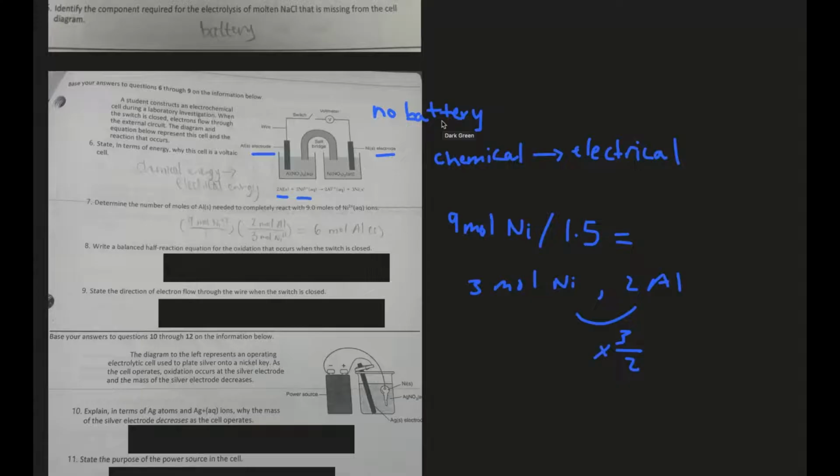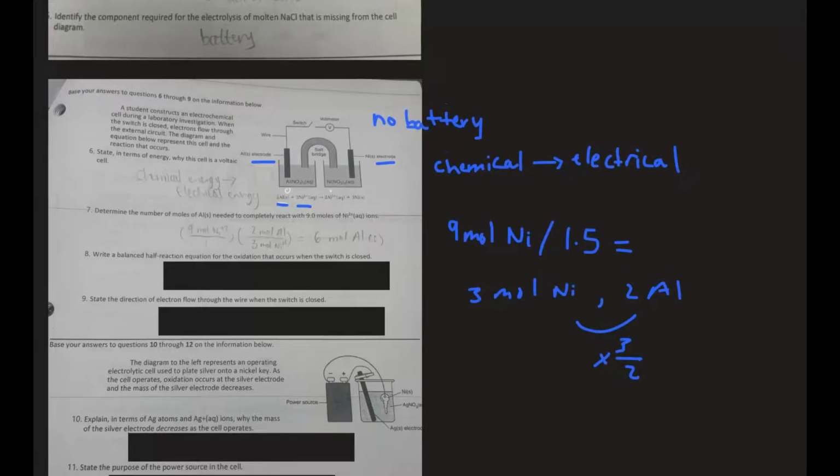All right, number 8, write a balanced half reaction for the oxidation that occurs when the switch is closed. All right, so oxidation means a loss of electrons. So let's see which of these electrodes actually loses electrons. So we can see here the aluminum goes from a neutral charge of 0, and it goes to, looks like +3. And so it is actually losing 3 electrons. And so we know that the solid aluminum in the electrode is being oxidized.